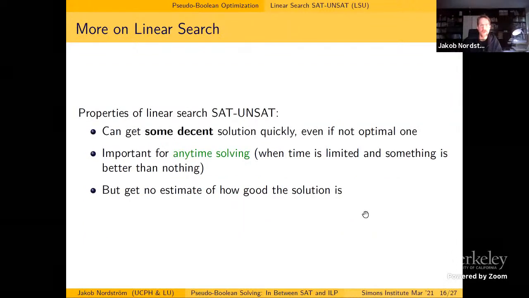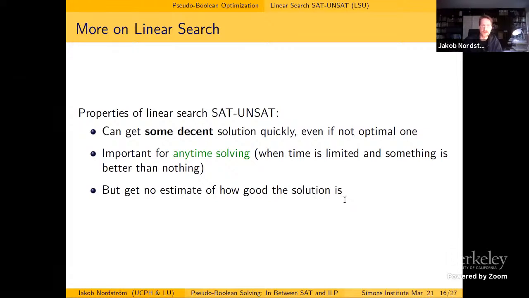In particular, you can often get a decent solution quickly, which might be interesting in applied scenarios where you're not interested in solving to optimality, but maybe you have limited time and you want some decent solution quickly. And linear search can be good. But of course, the downside is that you don't know how good your solution is because you have no idea of what the matching lower bound might be.